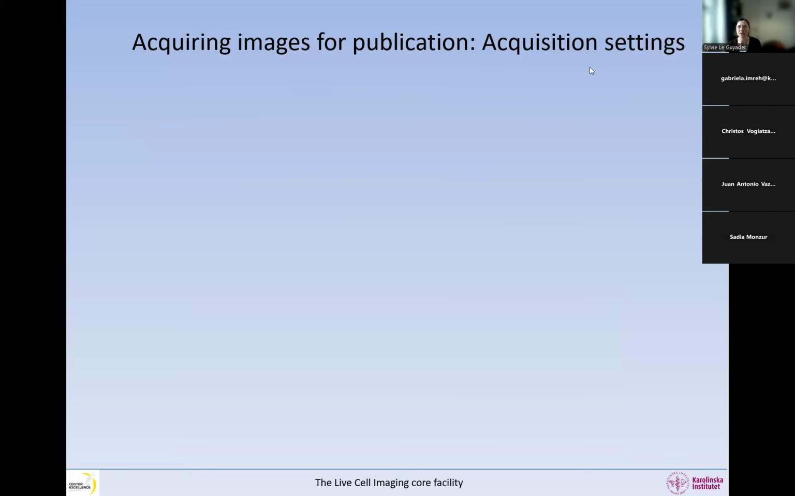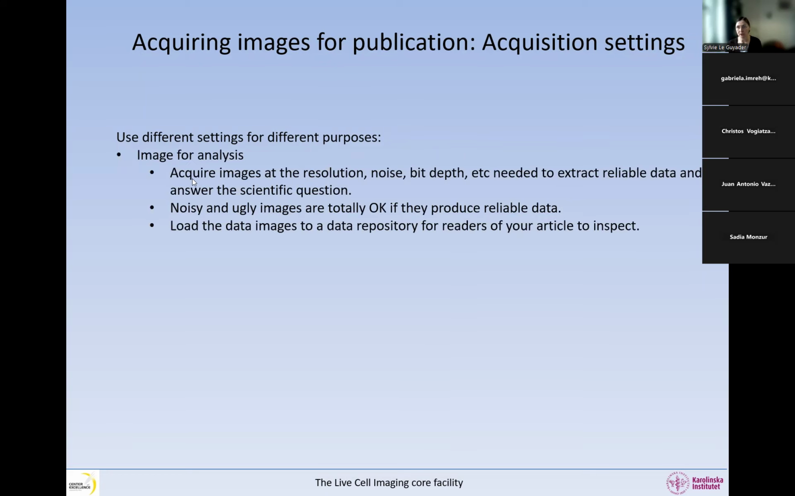So, the acquisition settings when you want to publish. We need to use different settings for different purposes. We have seen so far that if we want to acquire an overview of the sample, we're going to try to go as fast as possible. Then if we want to acquire images for data, we will probably use different acquisition settings. And if you want to acquire an image to publish in a paper, it's likely that you will need, again, different acquisition settings. For what reason? If you want to analyze the images, you will acquire images with the resolution, noise, bit depth, etc., that are needed for you to extract reliable data and answer your scientific questions. And maybe these images are very noisy, maybe they're very ugly, it's fine.